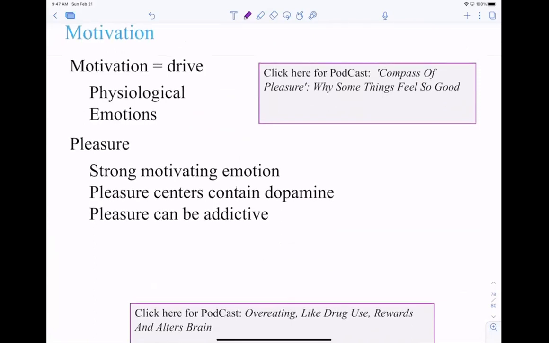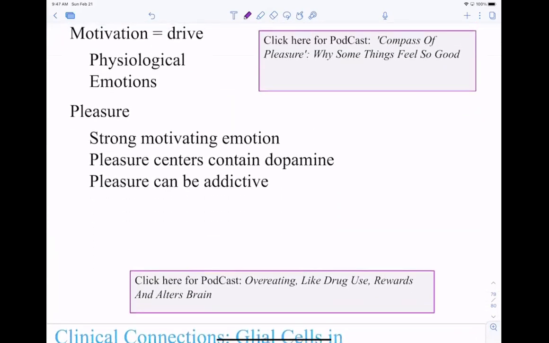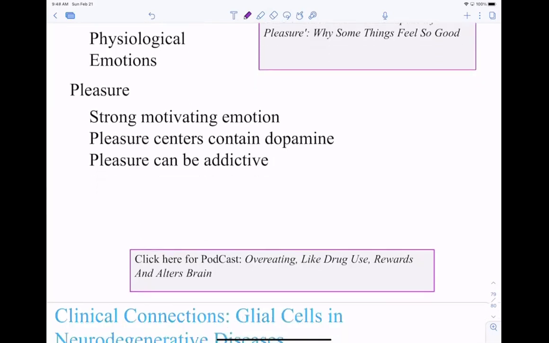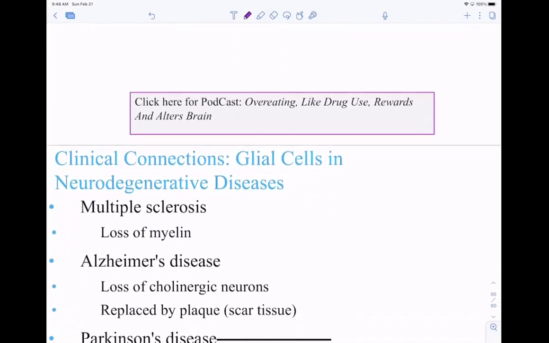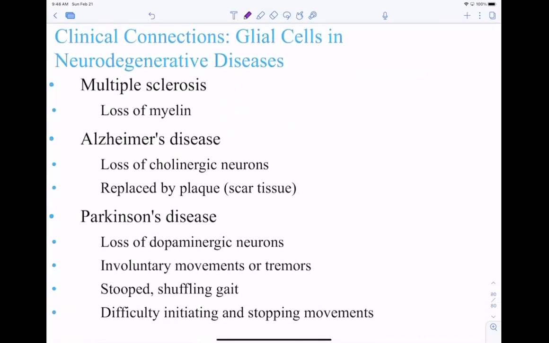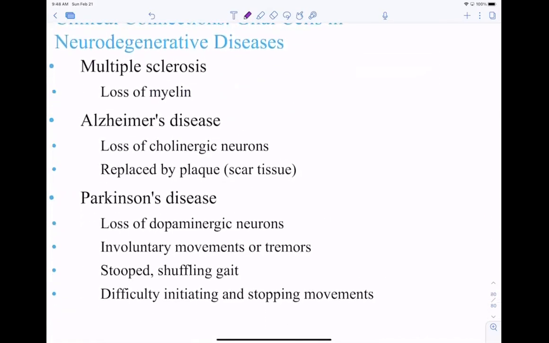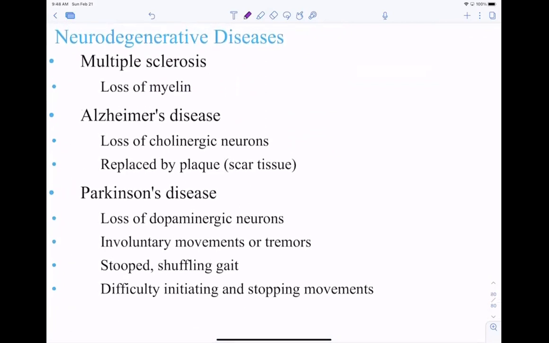Motivation, I have motivation here, pleasure. If you have this in display mode, it will link you to these podcasts. And they're just interesting, related to the brain type podcasts. And this kind of also then highlights multiple sclerosis, Alzheimer's, Parkinson's.